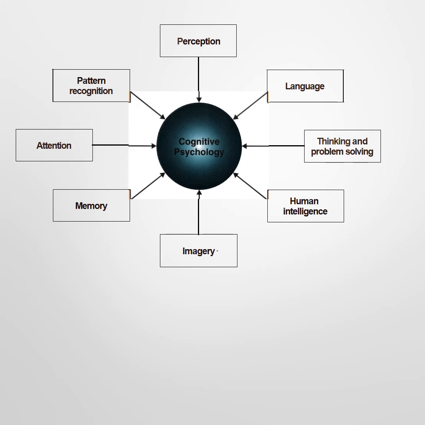So this presentation is a quick overview of cognitive psychology. As you can see from the diagram, it's a really complex area of psychology, including perception, language, thinking and problem solving, human intelligence, which we'll take separately, imagery, memory, which we just talked about, attention, and pattern recognition.